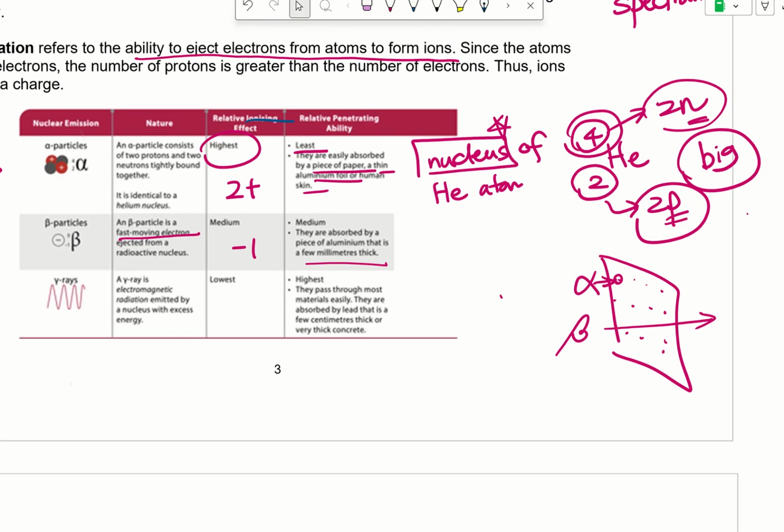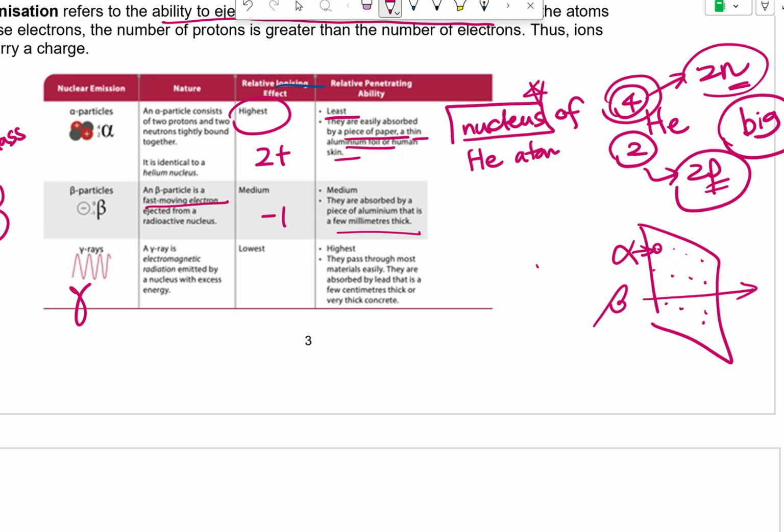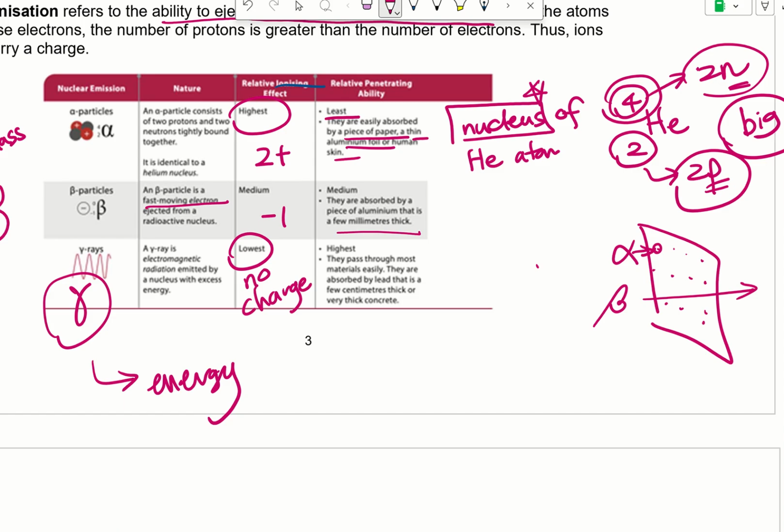The last one is gamma rays. Gamma rays are electromagnetic radiation emitted by a nucleus with excess energy. Basically, this is just pure energy. The ionizing effect is the lowest. Why? Because it has no charge. But the penetrating power is the highest because it's just pure energy. So the gamma can just pass through very easily. But I can block it by using a few centimeters thick of lead, or very thick concrete.